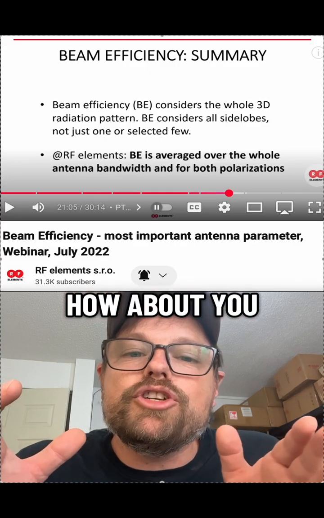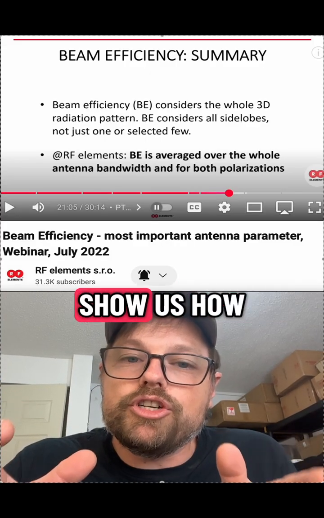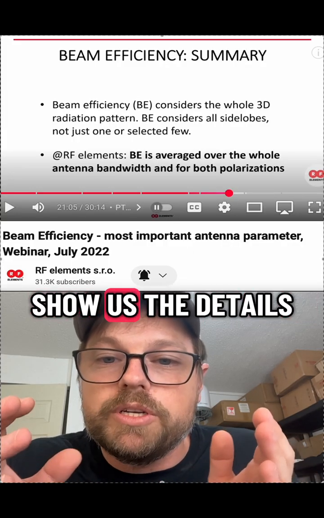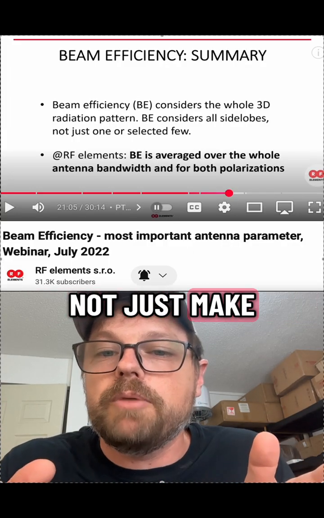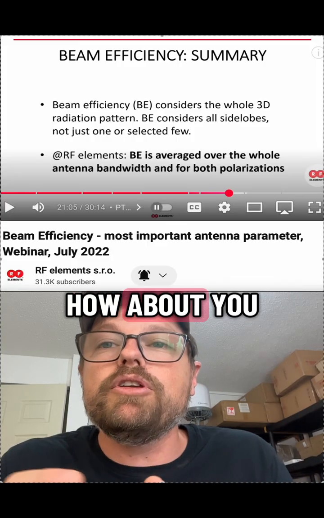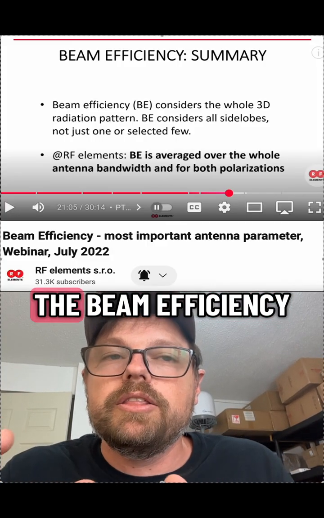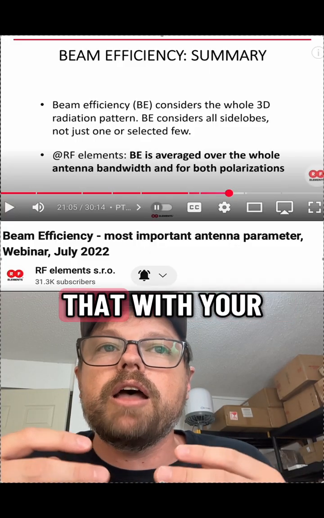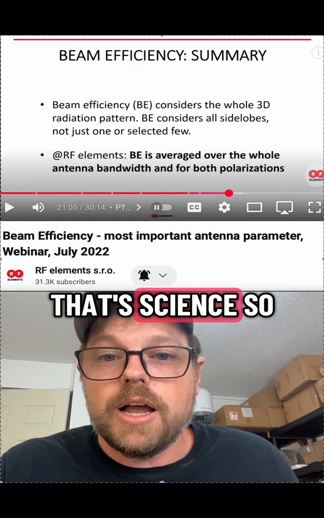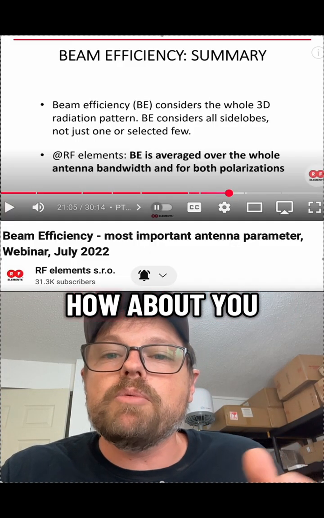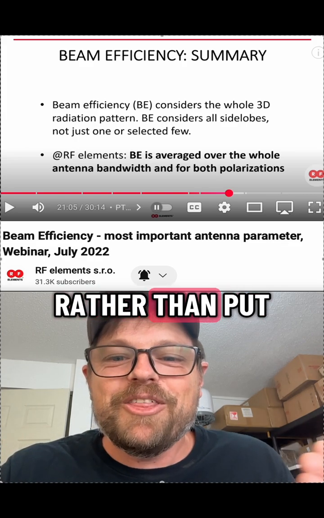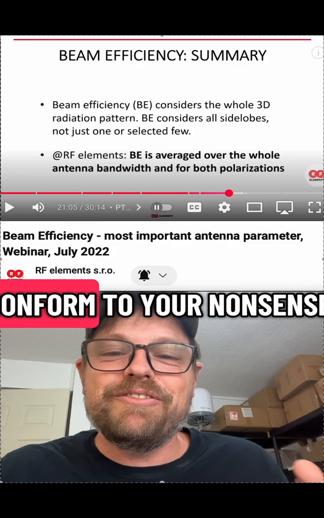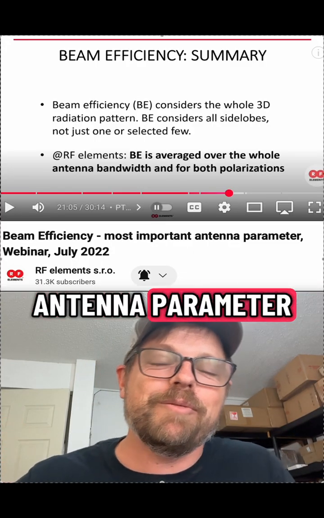RF Elements, how about you show us your work? How about you show us how you calculated these beam efficiency values? How about you show us the details, not just make blanket statements? How about you show us measuring the beam efficiency of your antennas and then comparing that with your modeled values? That's science. So how about you do some of the work rather than put it on us to ask our antenna vendors to conform to your nonsense antenna parameter?